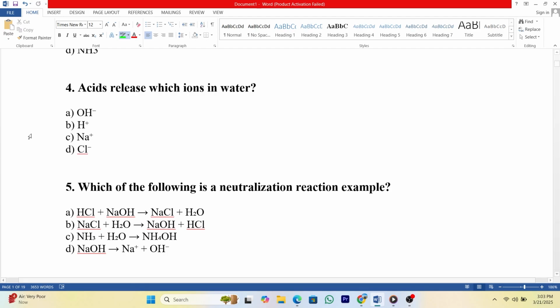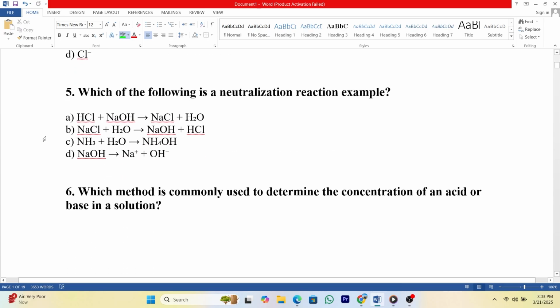4. Acids release which ions in water? A. O. B. H. C. Na. D. Cl. Answer: B. H.